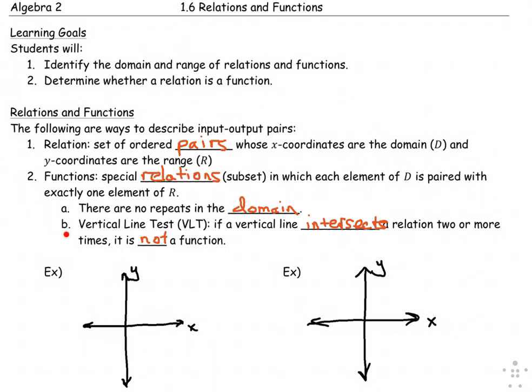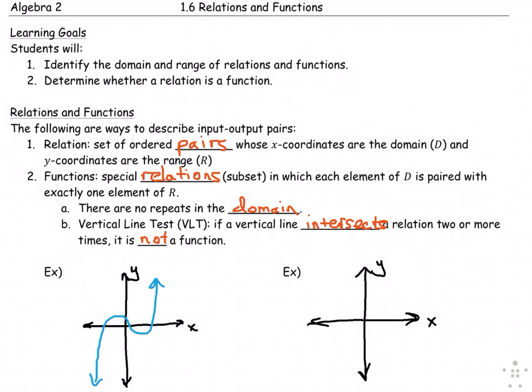There are two ways that you could tell if a relation is more specifically a function. A, there are no repeats in the domain, so no repeated x-coordinates, the first numbers in the ordered pairs. You could also visually assess the situation using the vertical line test, VLT for short, which states that if a vertical line intersects a relation two or more times, then it is not a function.